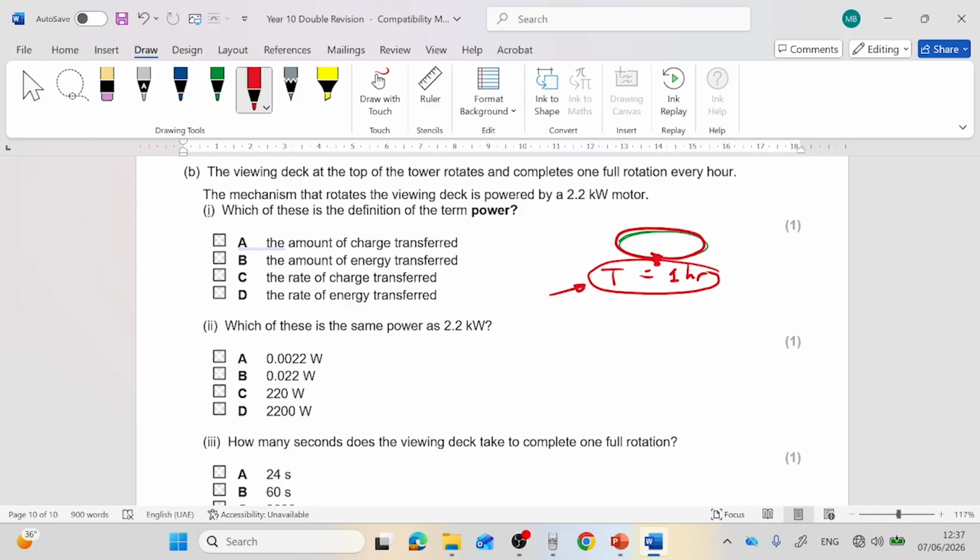The mechanism that rotates the viewing deck is powered by a 2.2 kilowatt motor, and this is the power, but this is kilo, so you need to multiply it by 1000, so it's 2200 watt. This is the consumed energy every second. Which of these is the definition of the term power? You know that power equals energy over time. Anything divided by time is called the rate of change. So it is the rate of consumption of energy.